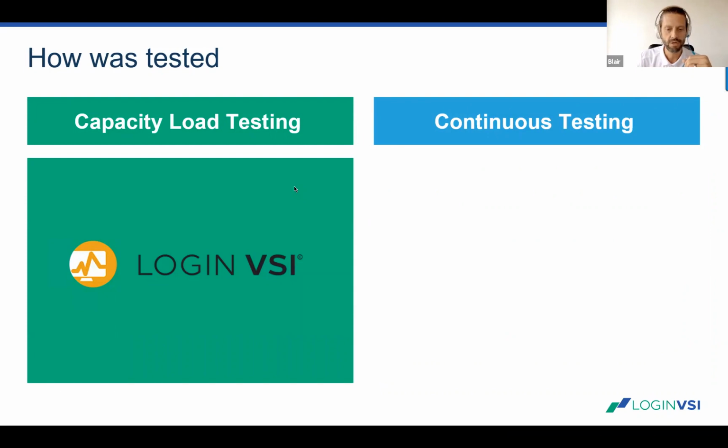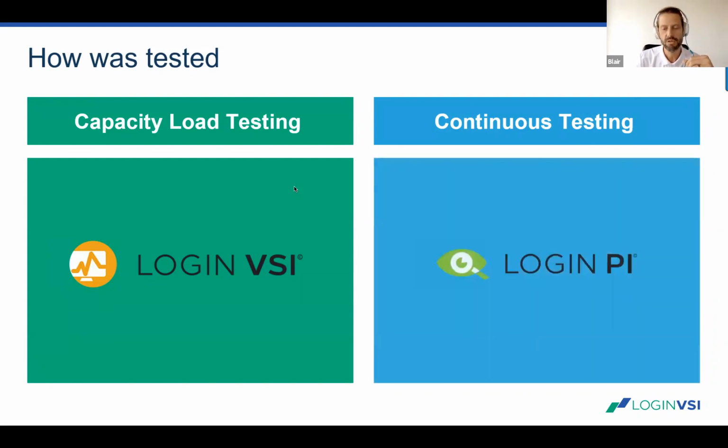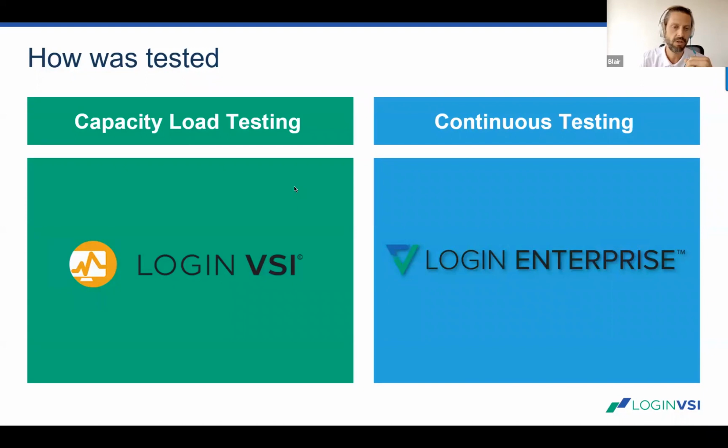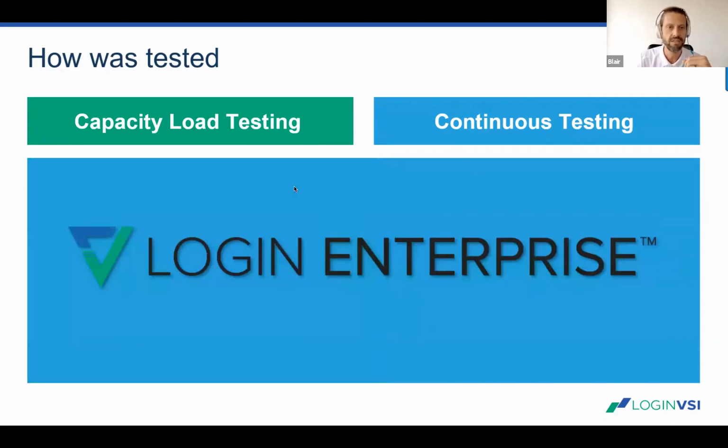That's been kind of our go-to. It's an industry standard. And when it comes to continuous testing, we used Login PI. But as you may have seen over the past months, we've updated our product Login PI to what we call Login Enterprise. The exciting thing about Login Enterprise is it also now includes, in one platform, the ability to do both capacity and continuous testing.